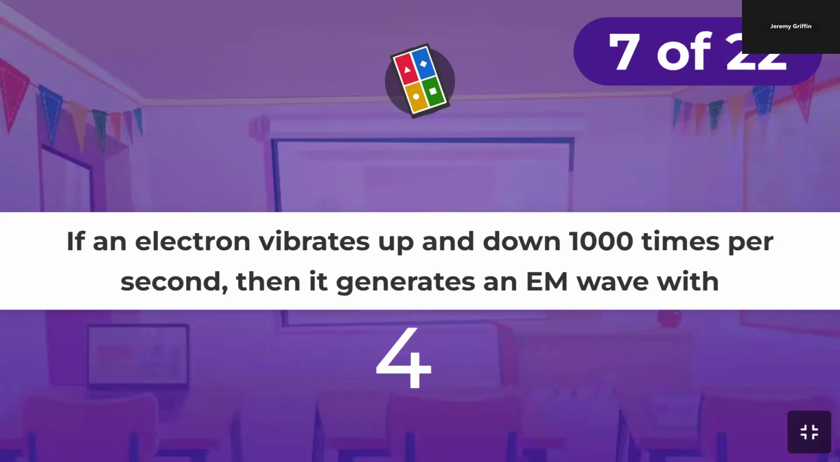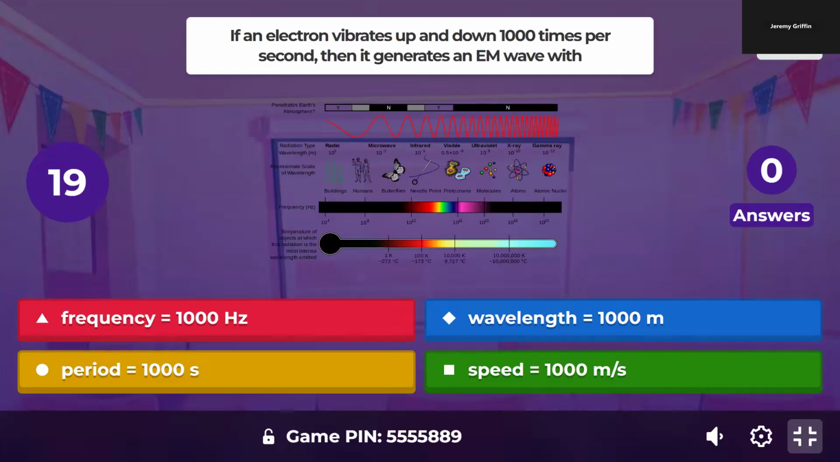All right. An electron vibrates 1,000 times per second. What does that mean? Vibrates 1,000 times per second. What is that?